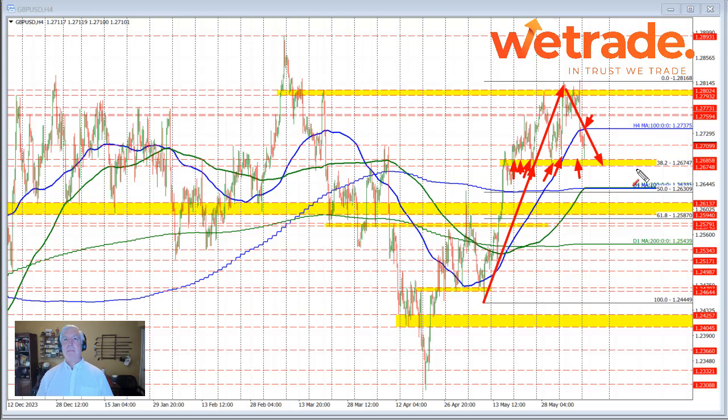So that 38.2 comes in at 1.26747. If we break below that level, then we'd start to look down toward these two moving averages through here, which represent the 200-bar moving average on the 4-hour chart and also the 100-day moving average. So the 100-bar moving average on the 4-hour chart is resistance, the 38.2% retracement swing area is support. Below are the two moving averages down here. If we break above the 100-bar moving average, we'll be looking toward our higher prices in the sterling versus US dollar to target.